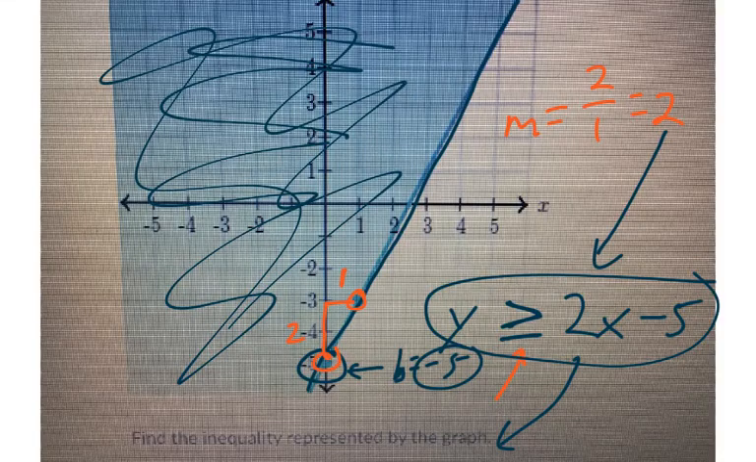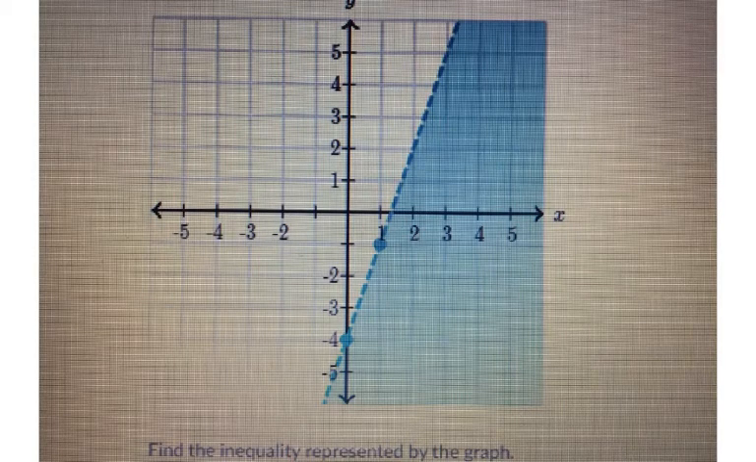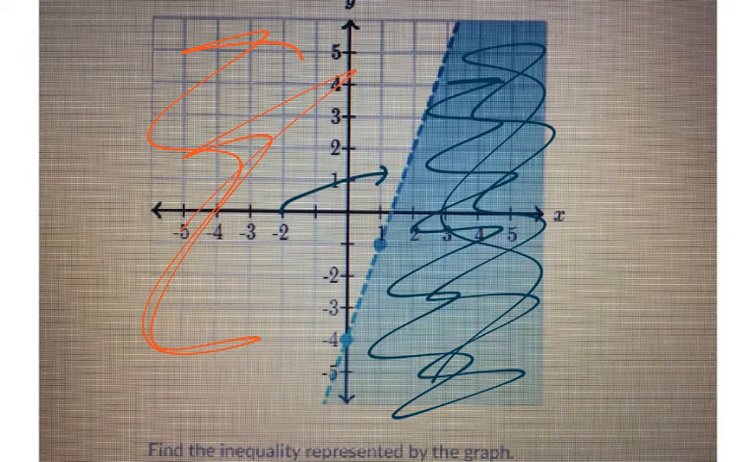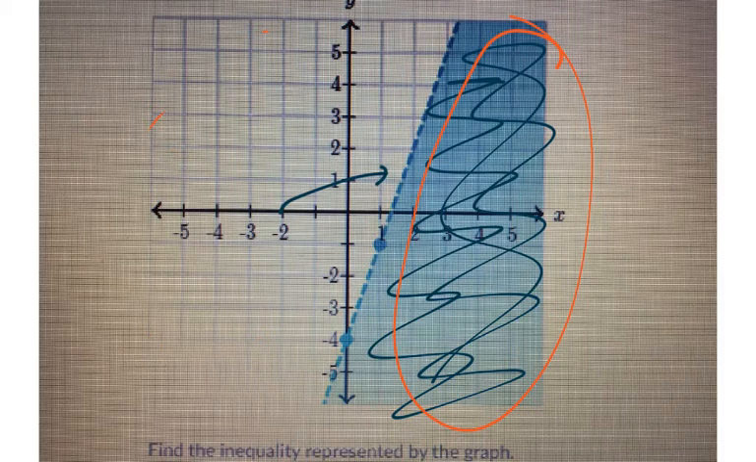Let's do at least one more. Notice it's a dotted line. Notice we're underneath the line again. See, if we were over here in red, that's greater than, in other words. But we're over here, so it's less than. So let me just clean this up a little bit here. So what do we know so far? We know it's going to be y less than. It's not going to be equal to because of the dotted line again. Notice the b there is at -4.